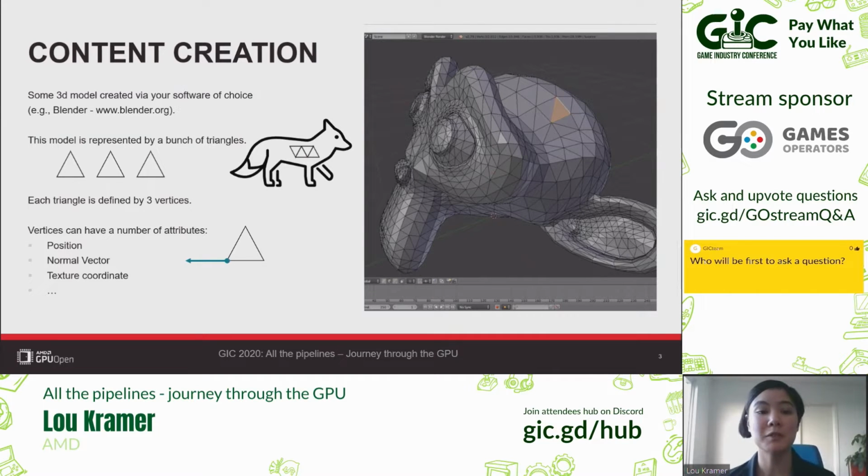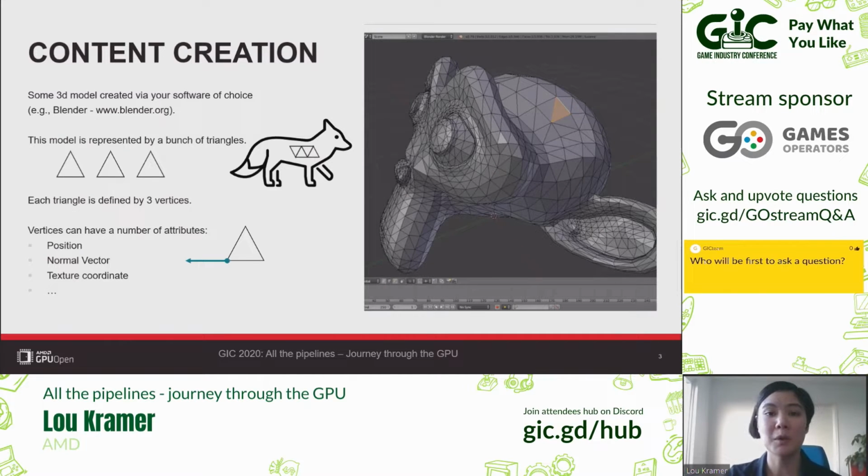And the triangle is defined by 3 vertices. And then each vertex can have a bunch of attributes. It needs to have the position information so that it's known where the vertex is. And then other common attributes would be normal vectors and texture coordinates. But there's no limit to what kind of attributes you can add to the vertex. It's basically really up to you. One thing to consider is that if you add more and more attributes, of course, this also increases the memory footprint of the vertex. So keep it as low as possible, but obviously add all the attributes you need.